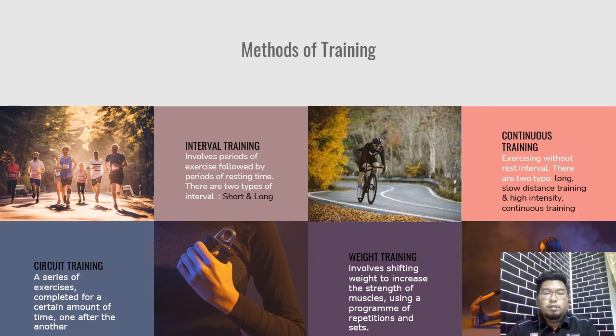Circuit training is a series of exercises completed for a certain amount of time one after another. So in circuit training, we'll be developing aerobic and anaerobic respiration and different muscle groups consecutively. The exercise may be carried out for a length of time, for example 30 seconds, or a set number of times.